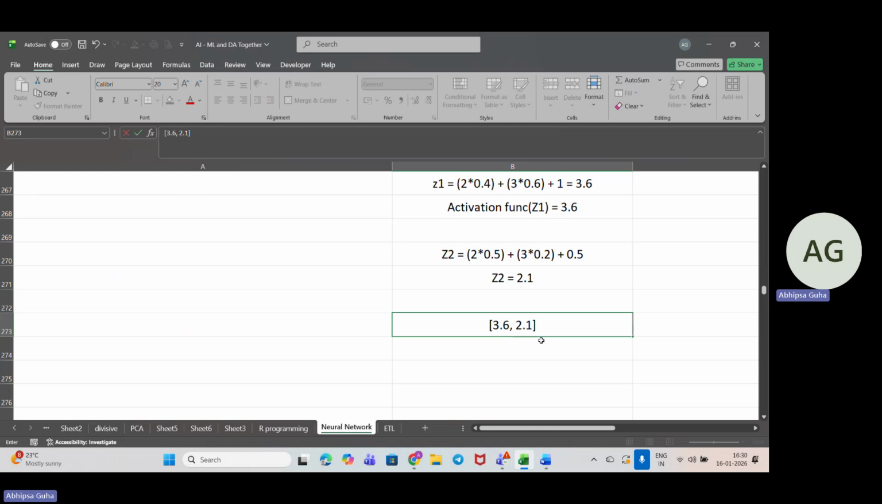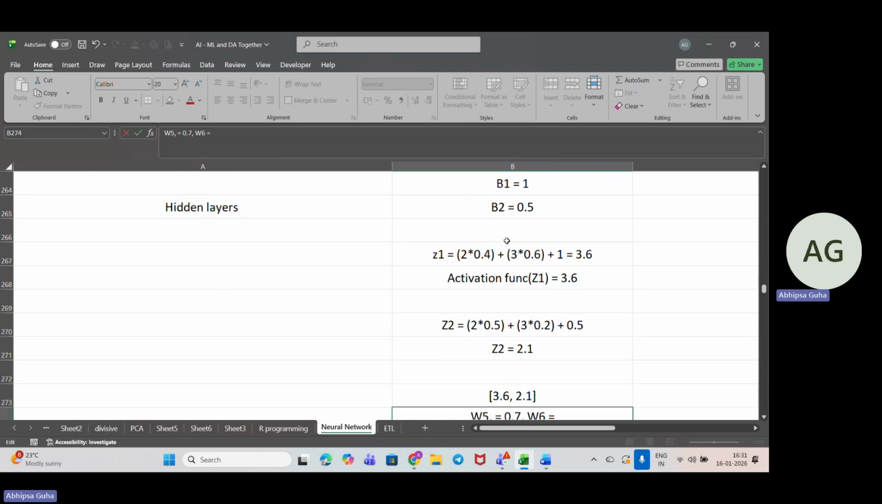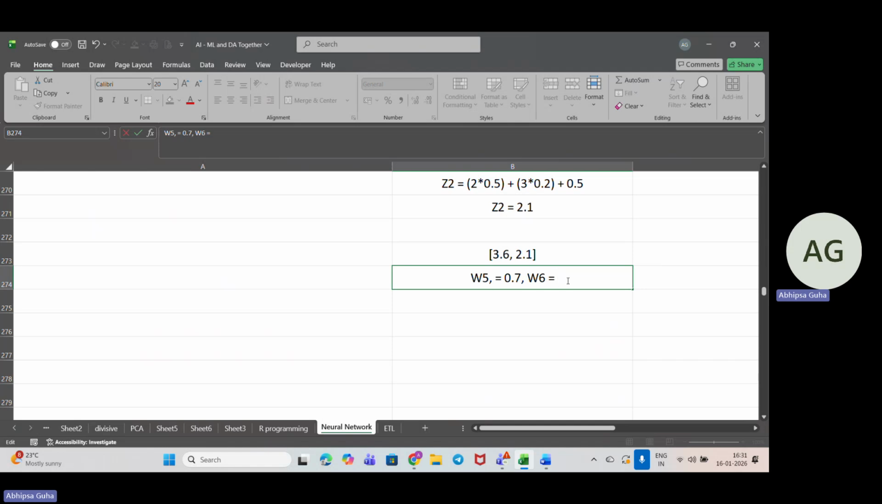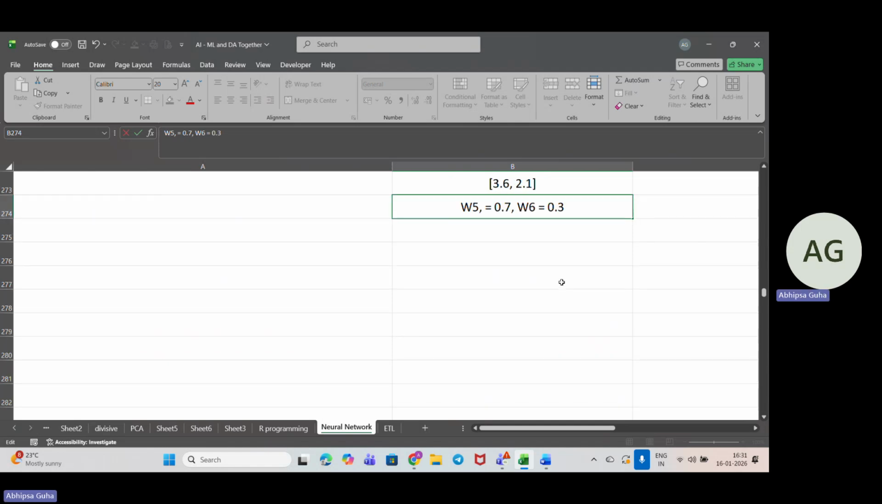Now we have these values in the output layer, right? So for the output layer, I'll take the weights W5 and W6, as 0.7 and 0.3. We can take whatever be the name, but I just want to make sure, because there are four weights we have already taken. This is the fifth weight and this is the sixth weight. And the bias I am taking as 0.2. Okay. Now we have to do the calculation.